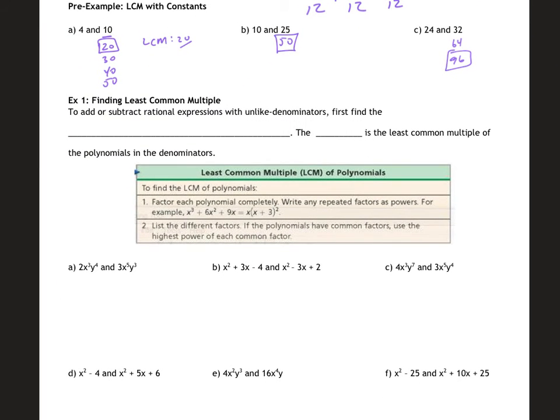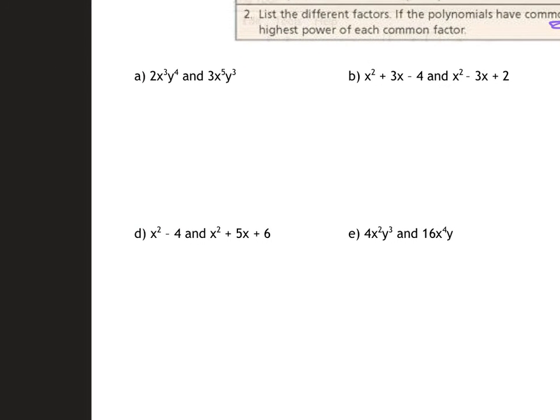So now, to add or subtract rational expressions with unlike denominators, first we're going to find the least common denominator, using the least common multiple. The least common denominator is the least common multiple. So here is a little chart. To find the least common multiple, factor each part, and then list the different factors. If the polynomial has common factors, use the highest power. Nice and simple.